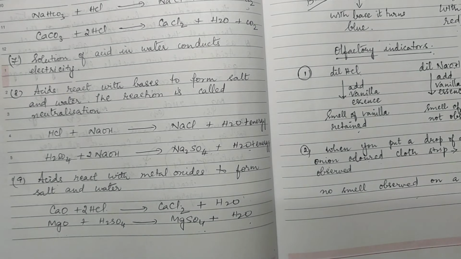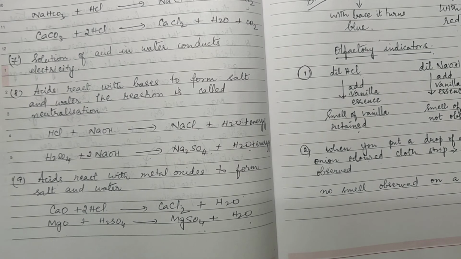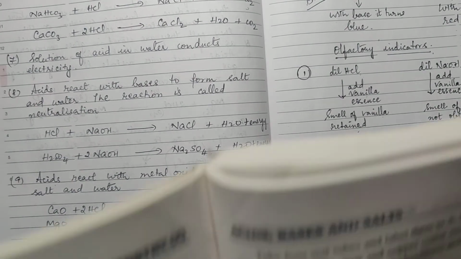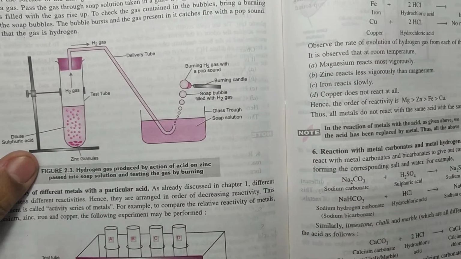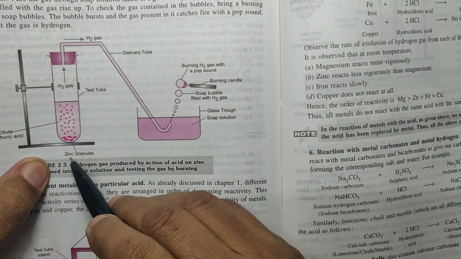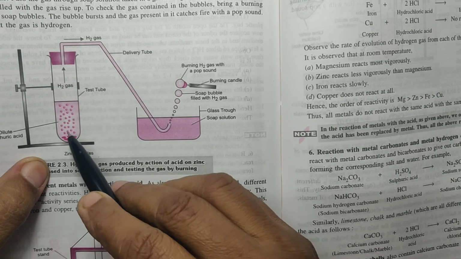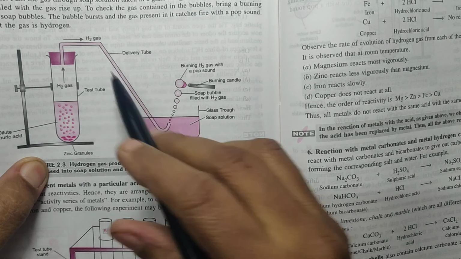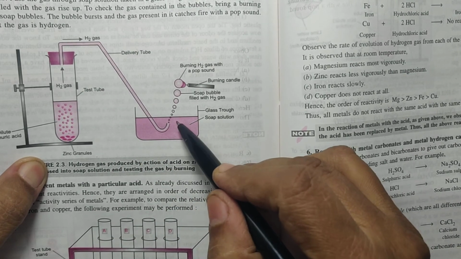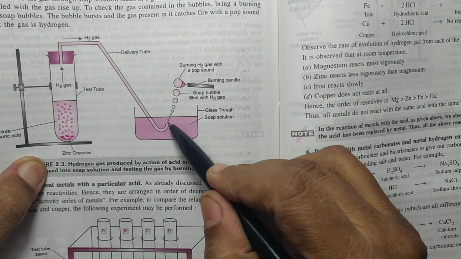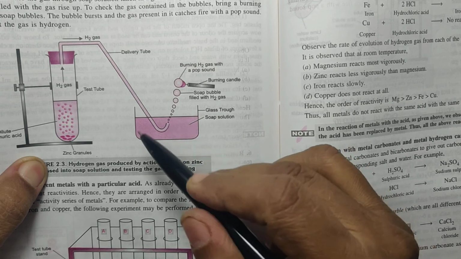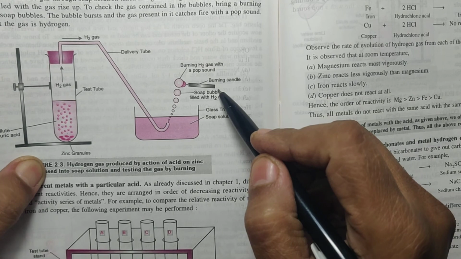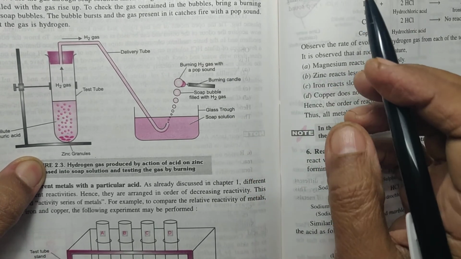Now I'm just showing you a few diagrams. Look at this. Zinc granules are taken in this test tube with sulfuric acid. Hydrogen gas is coming out. This is passed through a soap solution, and the hydrogen gas will be surrounded by the soap bubble, and that will give a pop sound when you bring a burning candle near it.